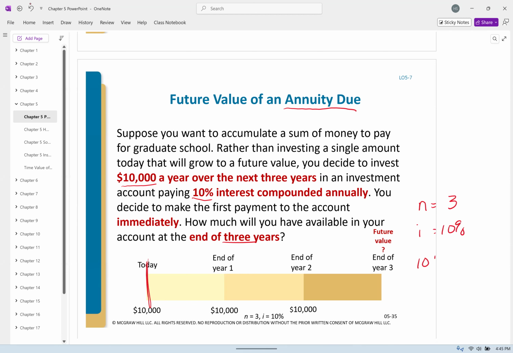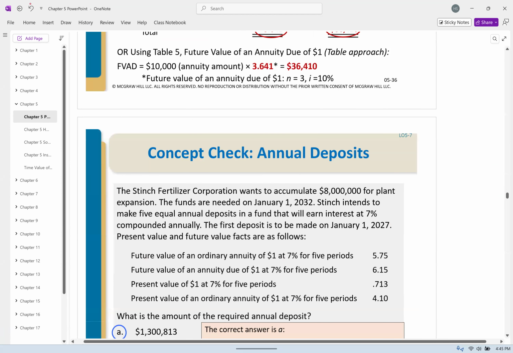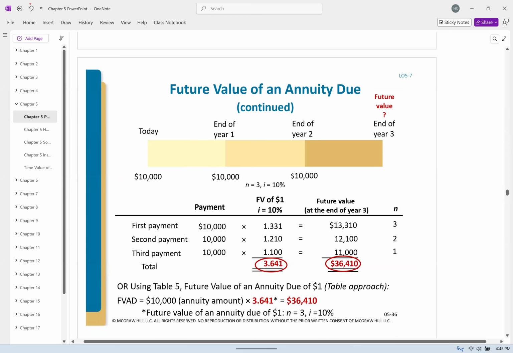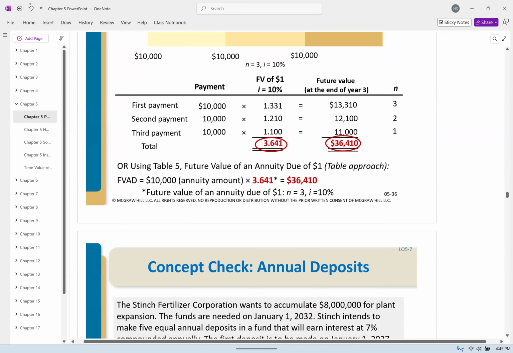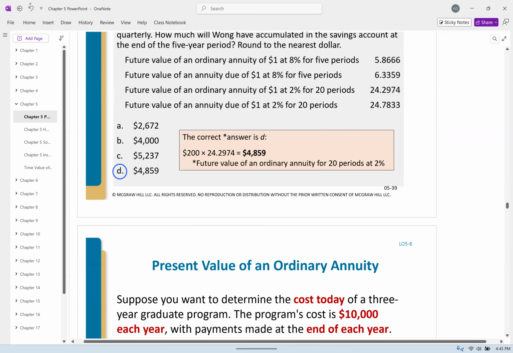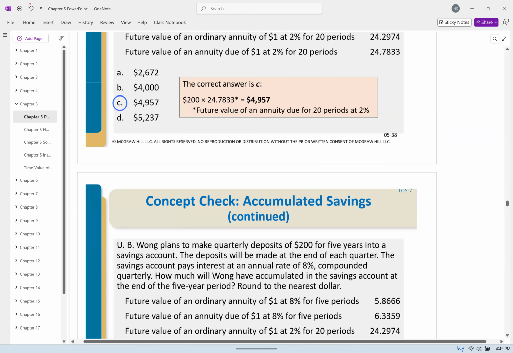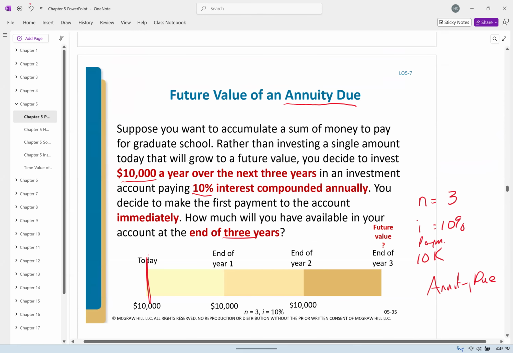So 10,000 is the payment and it is an annuity due. We're not going to do the manual calculation. You can, if you want to, pause the video right there and do it. Well, let's just see. They just did the manual calculation. They didn't actually do it with the tables or anything. So I guess we're going to do that.